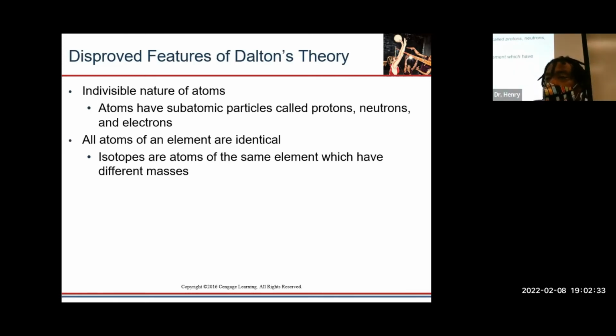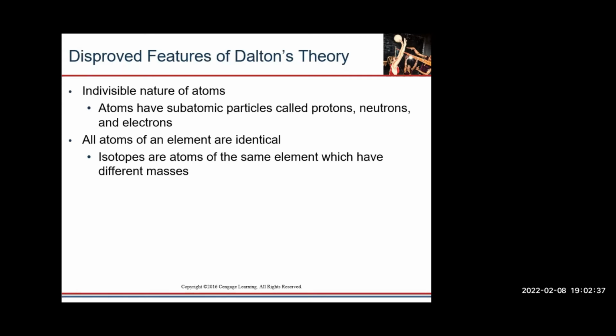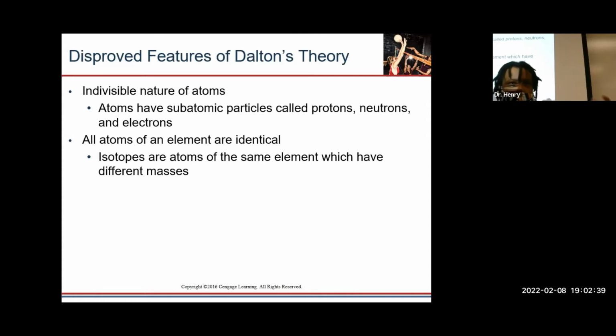Because we could have isotopes, right? So they can't all be the same. Because we have isotopes that exist. We have carbon-13 and we have carbon-12. Both of them exist in nature, right? Okay, so that proves that they're not all identical in every aspect. Okay, what else?